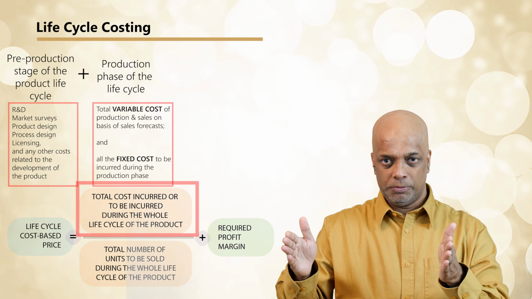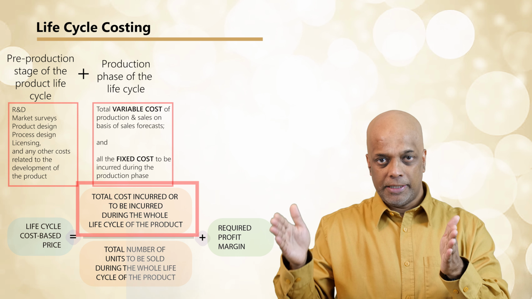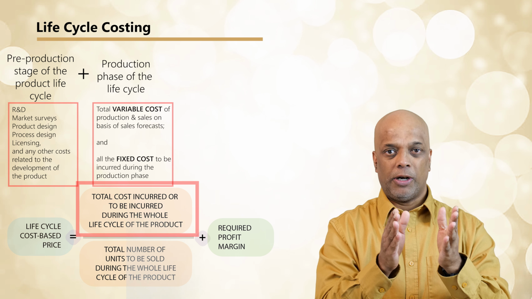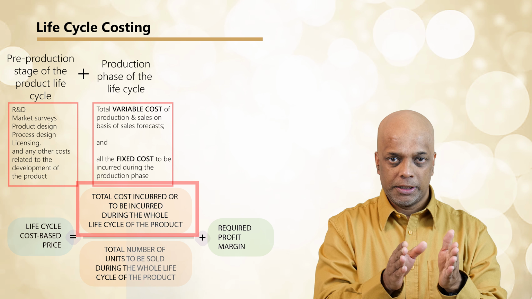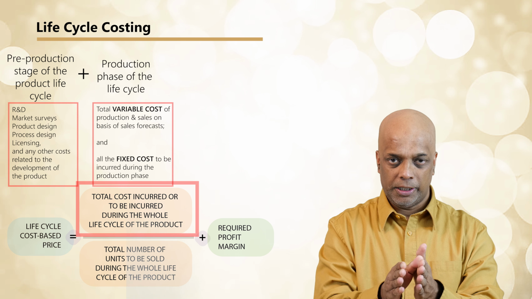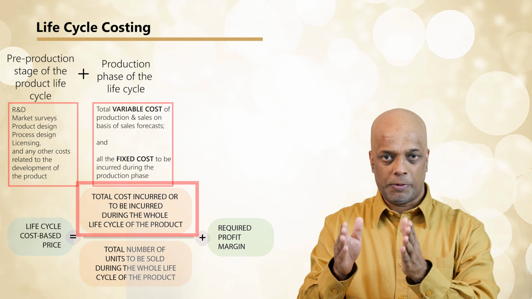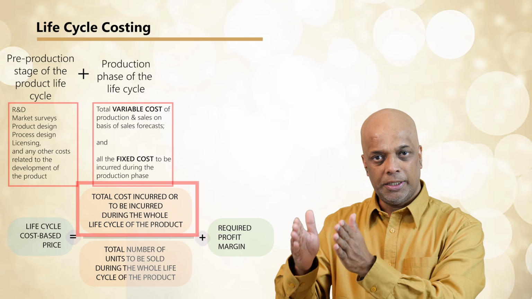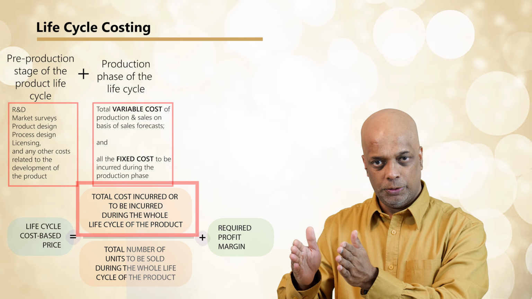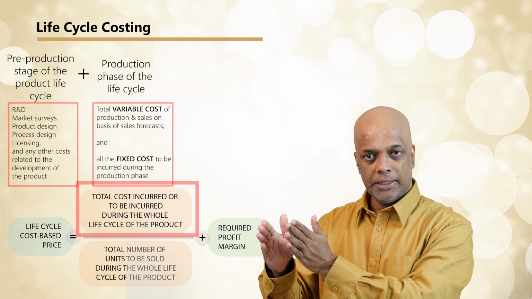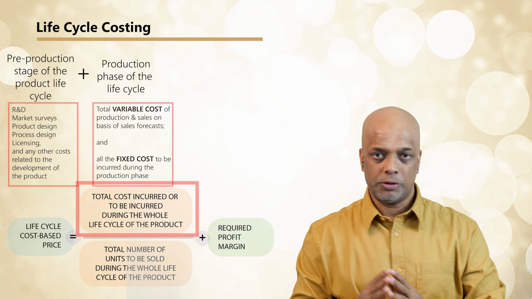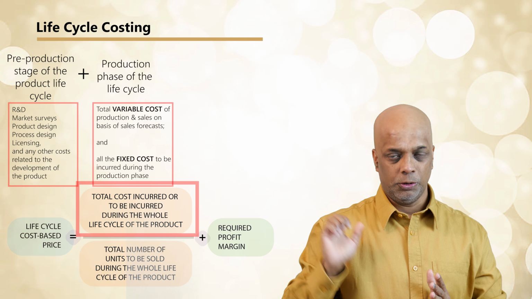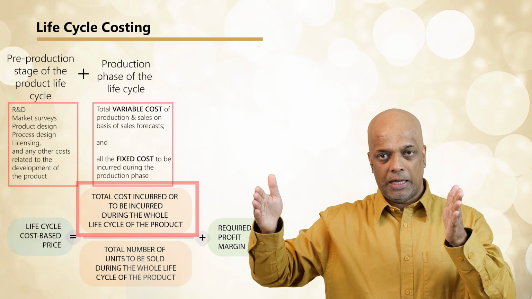And you assume, you forecast, that in the first year you would have, say for example, 10,000 units to be produced and sold. Second year, your production and sales would be, say, 15,000 units. Third year, it would be 20,000 units. Fourth year, say, 15,000 units. And the last year, 5,000 units. So that is the lifespan.